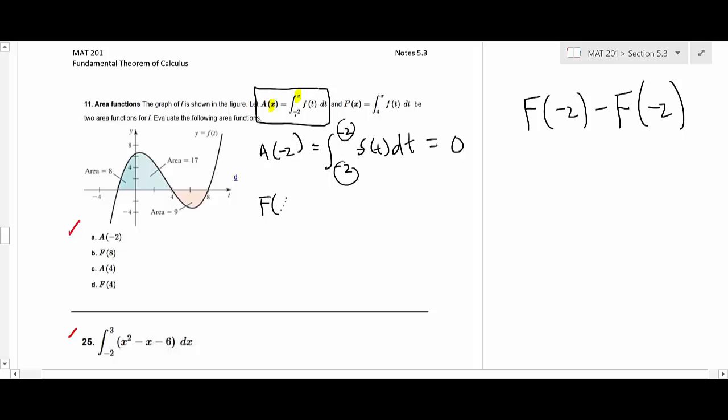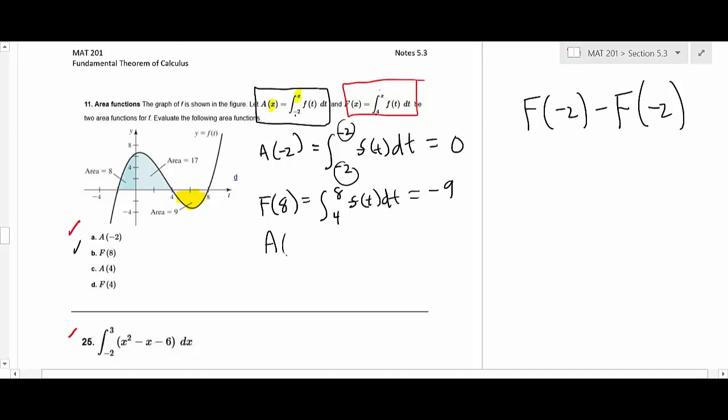All right, let's look at the next one. The next one's f of 8. I've given you a different area function here. Now I'm going from 4 to 8 of f of t dt. The only way you're going to figure this out is just look at the graph and see what I got. If we go from 4 to 8, what's going to be the answer? Is it going to be 9 or negative 9? Negative 9, because it's below the curve. Everybody got it?